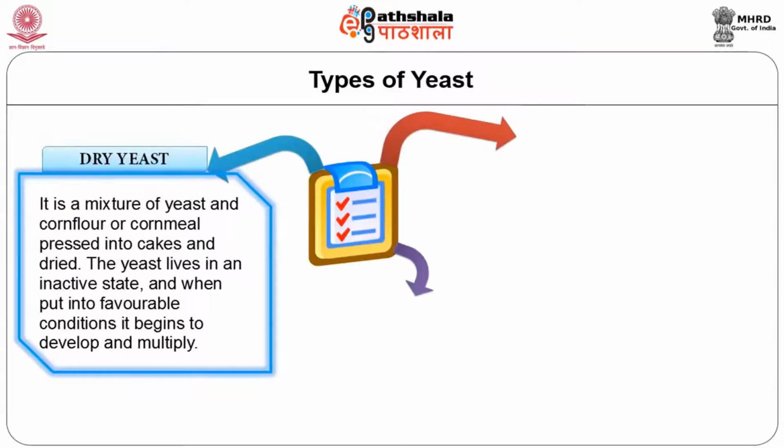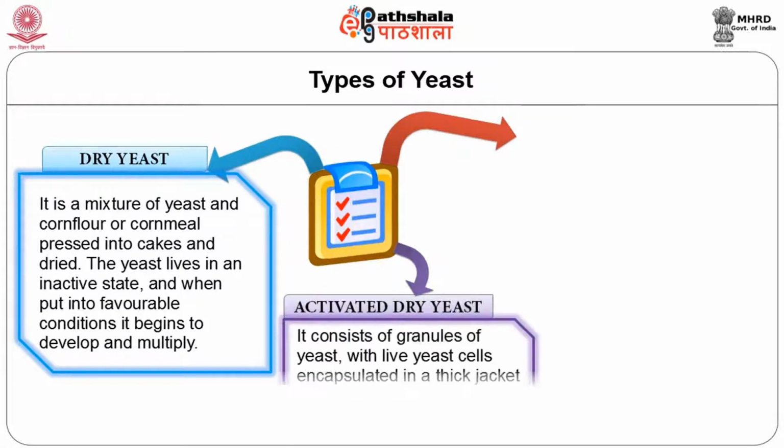It is a mixture of yeast and corn flour or cornmeal pressed into cakes and dried. The yeast lives in an inactive state, and when put into favorable conditions it begins to develop and multiply. It should be soaked in lukewarm water and mixed with very soft dough for a preliminary period of development before the addition of the rest of the ingredients.